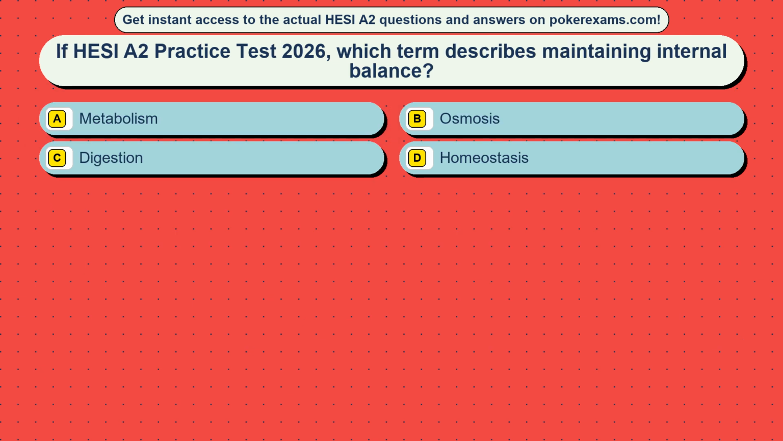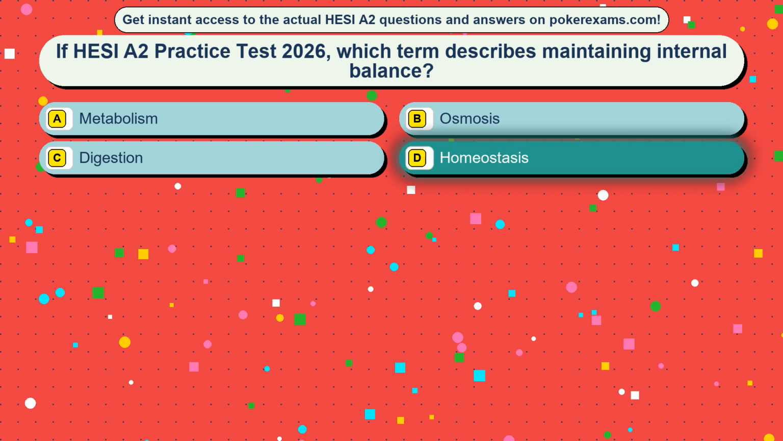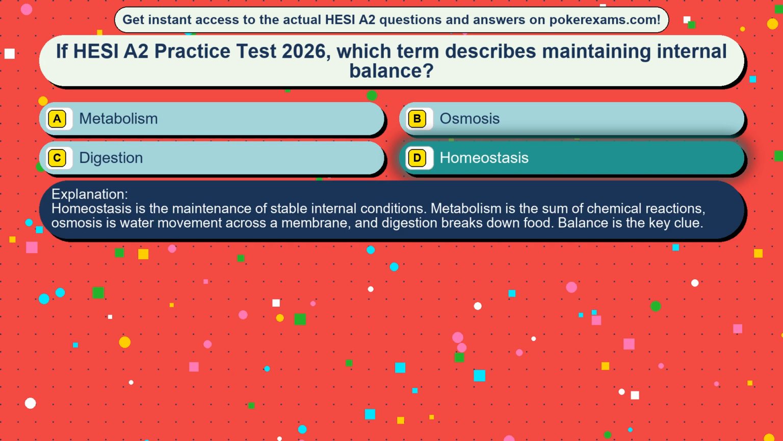Question 50. If HESI A2 Practice Test 2026, which term describes maintaining internal balance? Option A, metabolism. Option B, osmosis. Option C, digestion. Option D, homeostasis. The correct answer is option D, homeostasis. Homeostasis is the maintenance of stable internal conditions. Metabolism is the sum of chemical reactions, osmosis is water movement across a membrane, and digestion breaks down food. Balance is the key clue.